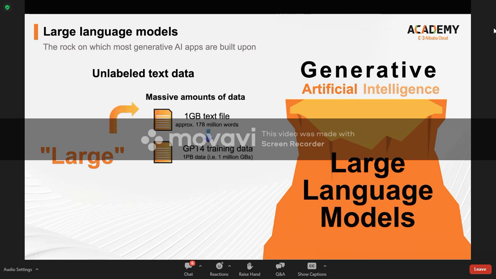If you take ChatGPT training data, they used up to 1 petabyte of data, that is 1 million gigabytes. For that, they used 1 gigabyte text file, which has approximately 178 million words. The reason why we take ChatGPT is that it has the petabyte level of data.